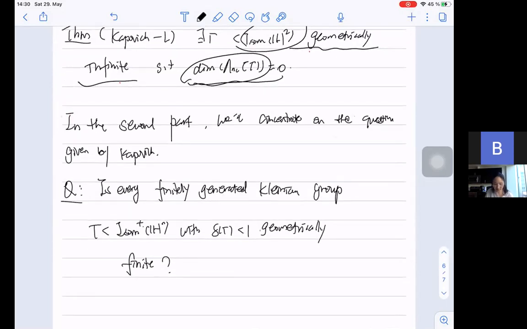In the second video of this series, we'll concentrate on the question asked by Kapovich: is every finitely generated Kleinian group gamma inside the isometries of H^m with critical exponent smaller than 1 geometrically finite, or virtually free?